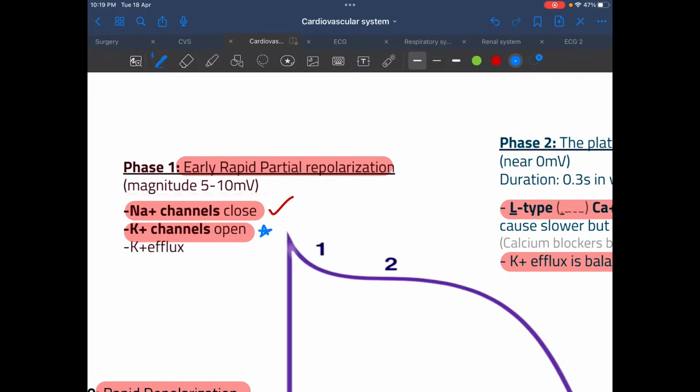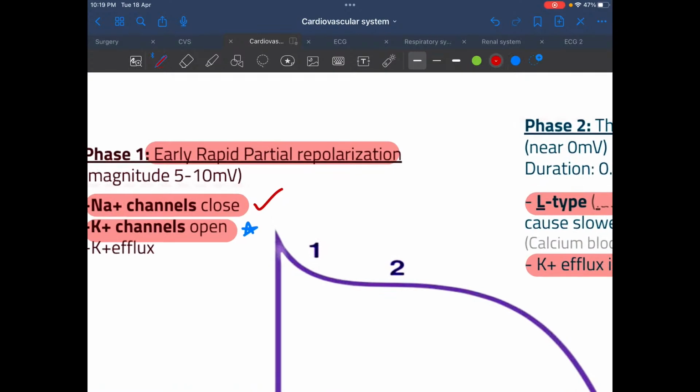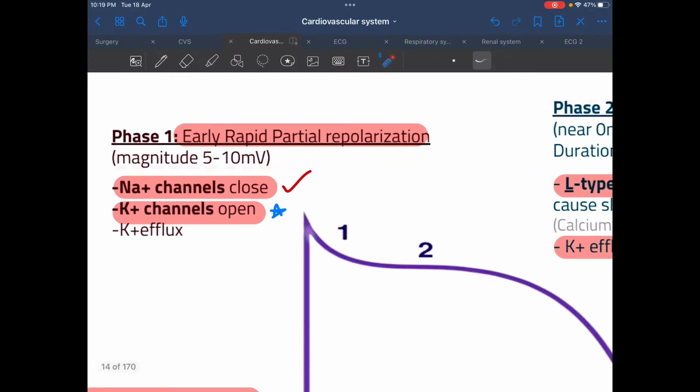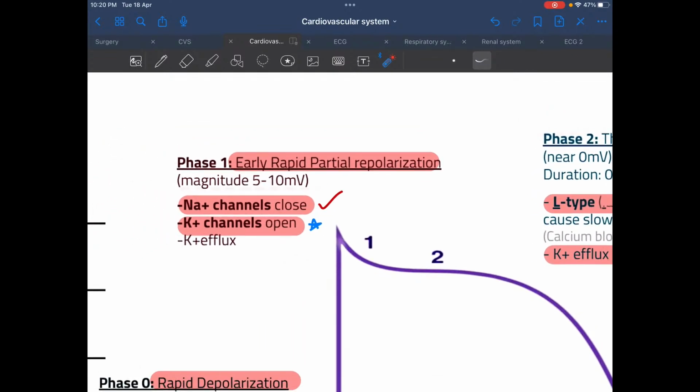So they have started opening now. So I see this initial stage. This is known as the early rapid partial repolarization. Okay? So it's an early part of your repolarization, but it's partial. Early rapid partial repolarization, that's phase 1. And why is it happening? Because sodium channels have closed, potassium channels are opening, so we are seeing potassium efflux. तो उसके कारण RM जो हमारा potential है, that's going to drop, membrane potential.